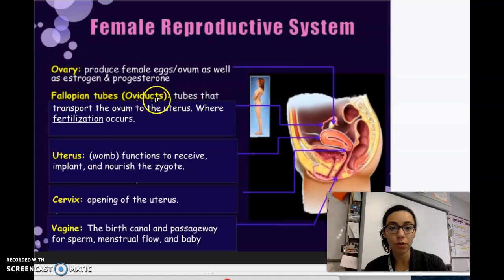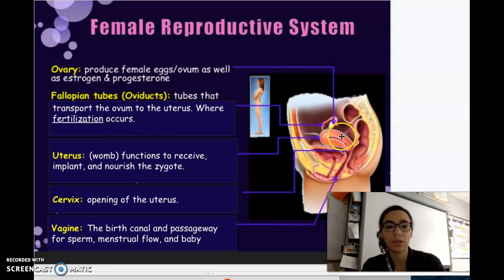Fallopian tubes, also called oviducts. They're right here shown in pink. They connect the ovary to the uterus, which is this muscular pouch that you see right here. They transport the ovum, or the egg, to the uterus, and that's where fertilization occurs. So this is where the sperm have to swim from the vagina all the way up through the cervix, through the uterus, and into the fallopian tubes to find the egg.